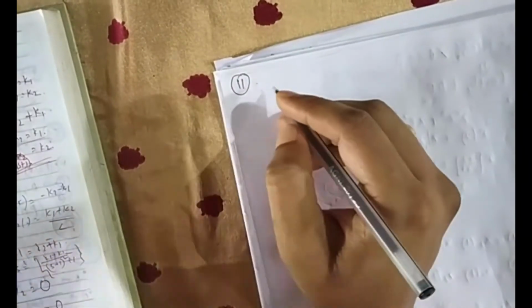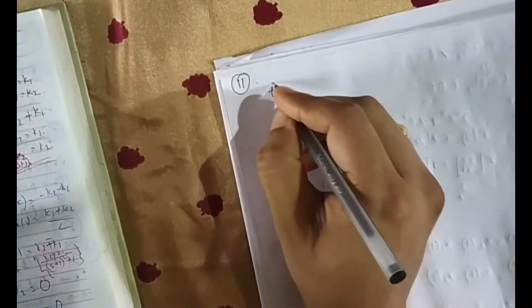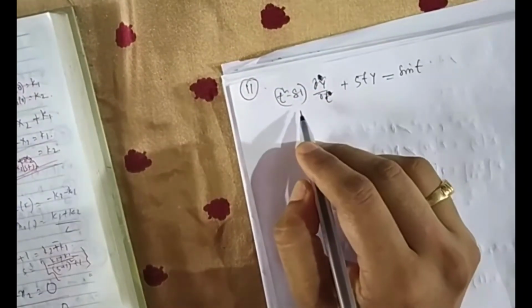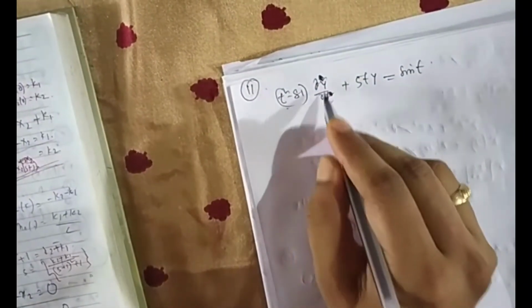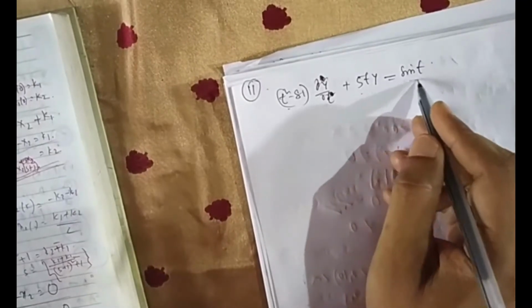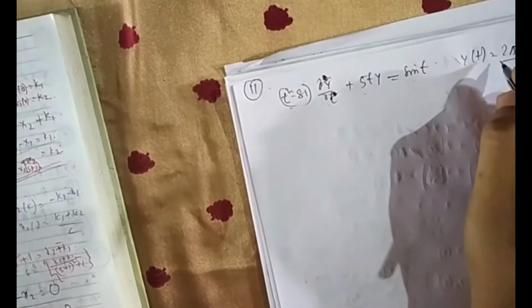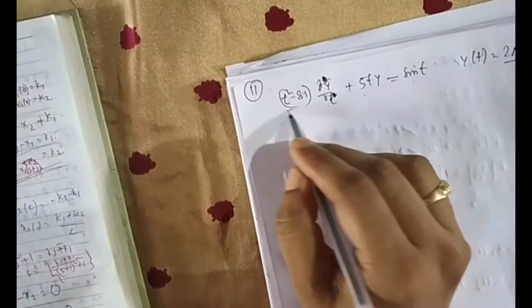Okay, so in question number 11 it is given (t square minus 81) dy/dt plus 5ty is equal to sin t, where y(1) is some initial condition given. There exists a unique solution of the differential equation if t belongs to which interval. Now they are asking to find that.